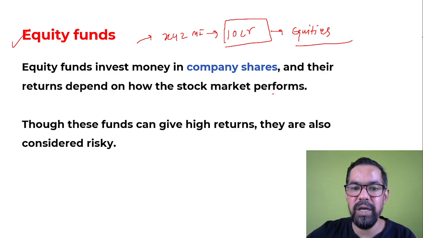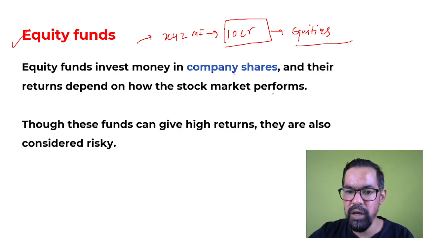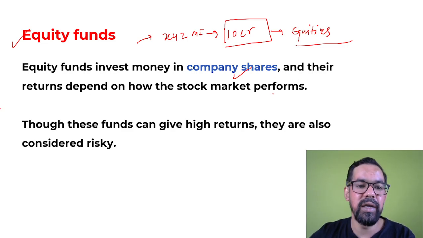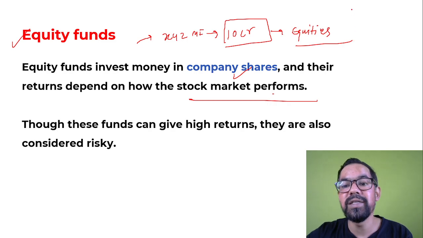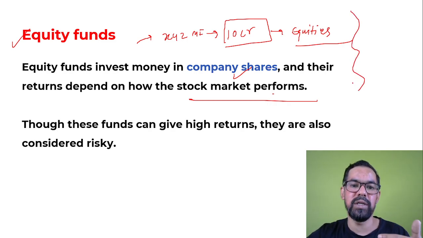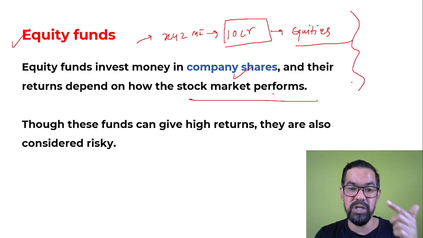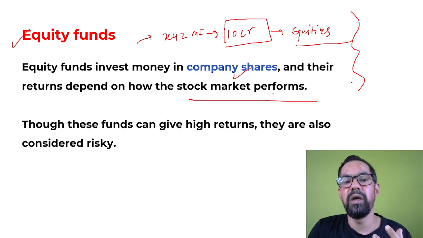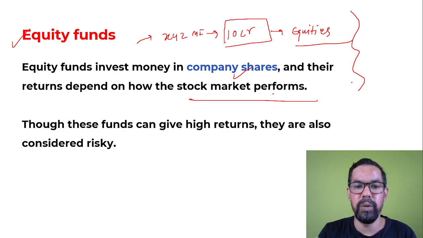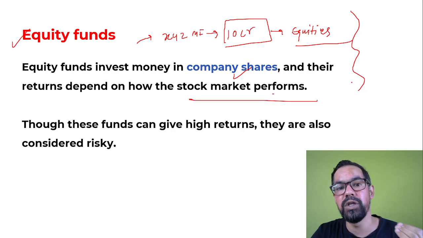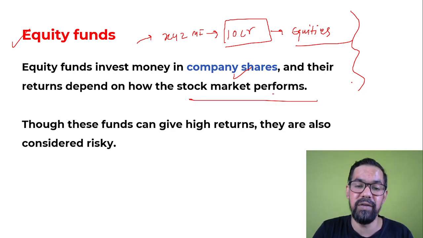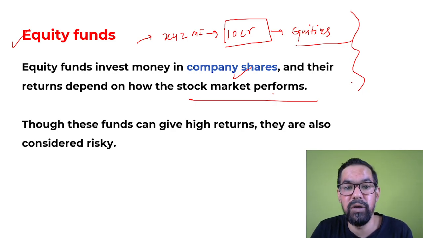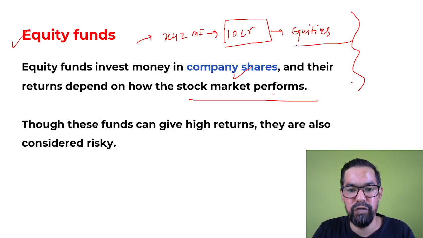So equity funds invest in company shares, and their return depends on how the stock market performs. So these are risky in nature. These are growth oriented funds. Okay, because if you see equity investment, there is a high potential for growth, and even, you can say, high risk. If there is high growth, there is high risk involved in these kinds of mutual fund investments.